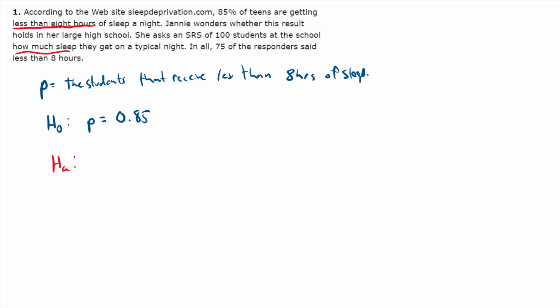So with this, the alternative, because it's two-sided, she wants to know just how much sleep they got. They could get less than, or they could get greater than. So in this case, it's a two-sided, not equal. Not equal to 0.85.